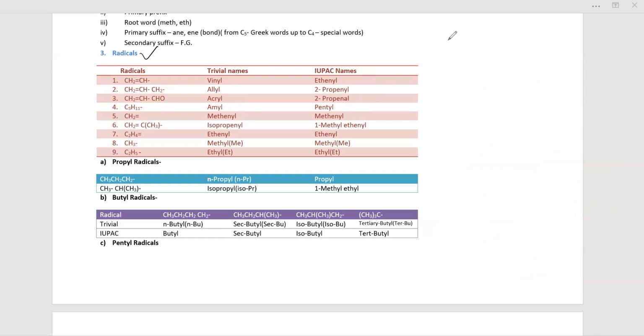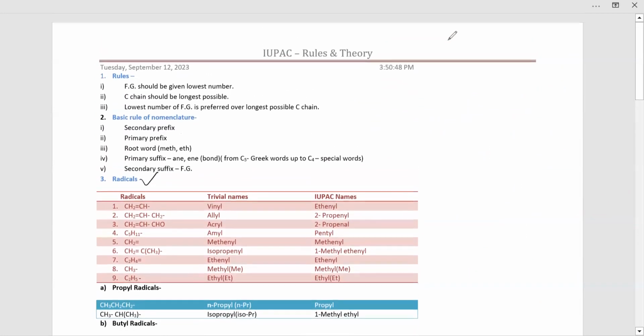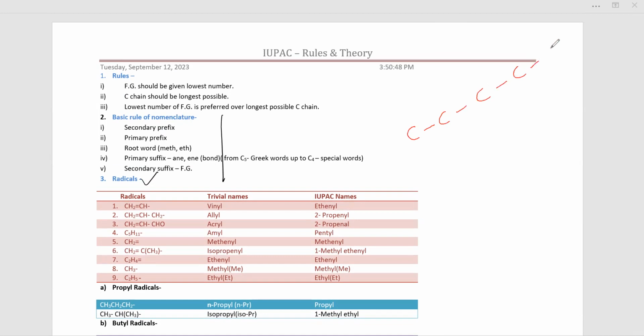Fine. Now see what is next. See, here what they have written. Here what they have written. COOH, then OH, then double bond. Now see.